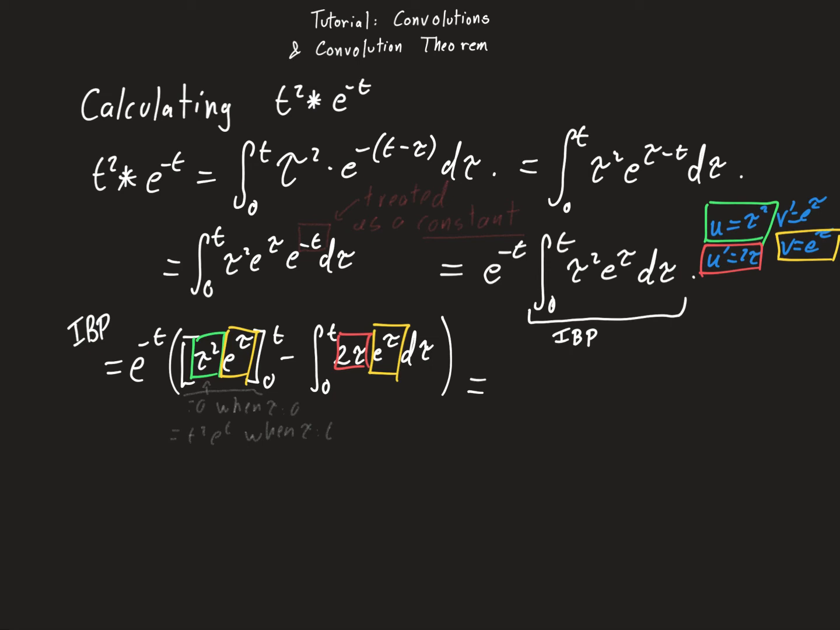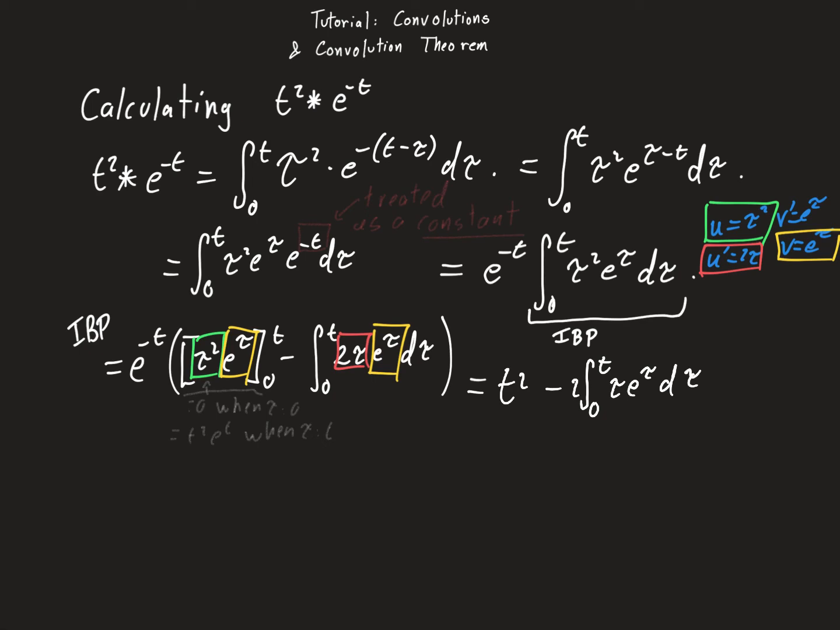So what we're going to get, when tau is equal to t, those exponents are going to cancel each other out, and we're going to be left with a t squared. And when tau is equal to 0, we get a big fat 0 there, so we don't need to worry about that. So we're left with t squared minus 2 times the integral from 0 to t of tau e to the tau d tau.